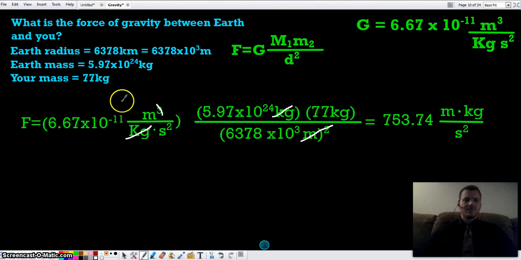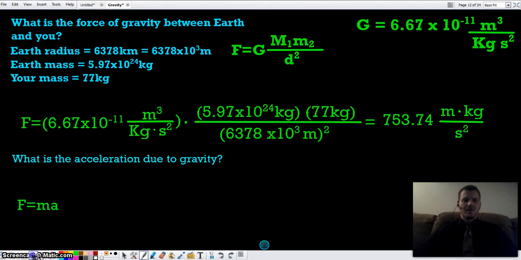But what about the acceleration? Because we're not so concerned with the force. What we really want to know is what is the acceleration. So we can use an equation that we're all familiar with, Newton's second law. Force is equal to mass times acceleration. If we rearrange this a little bit to solve for acceleration, for the A, we divide both sides by m, and we get acceleration is equal to force divided by mass. Okay?